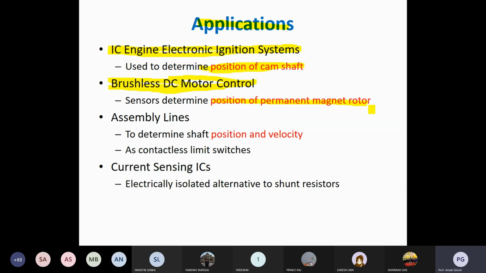So you can see that in all the cases with rotating portions, you are much more bothered about the rotating portions, with applications related to finding out the position and velocity. Like that, limit switches, contact-less switches, then current sensing ICs, electrically isolated, alternating the shunt resistor. So some electrical isolations are required.